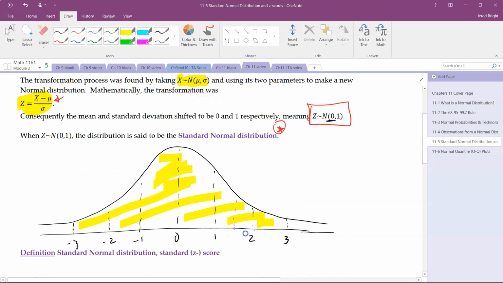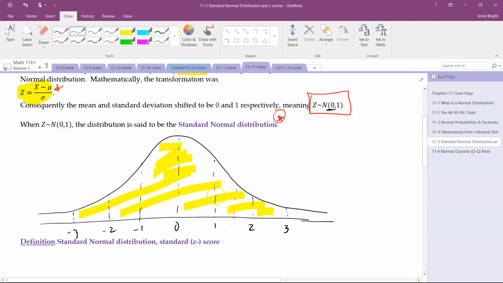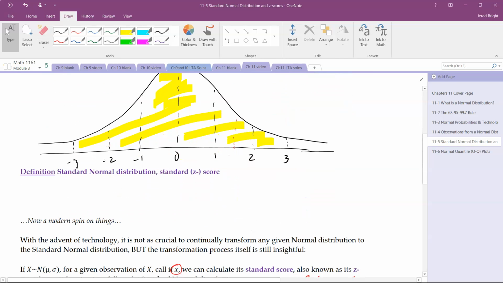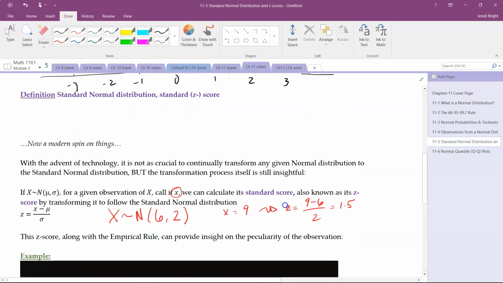And then we can approximate, we know below 1 is 84% of the data using the empirical rule, so we're in the range of the 90th percentile. So that allows for some back of the envelope calculations or some rough thinking to accompany this, and it tells us, at least in a vague sense, how peculiar our observation is.